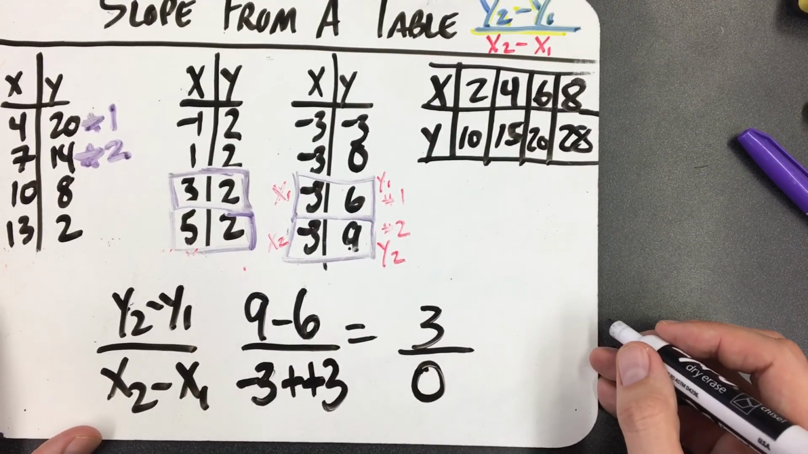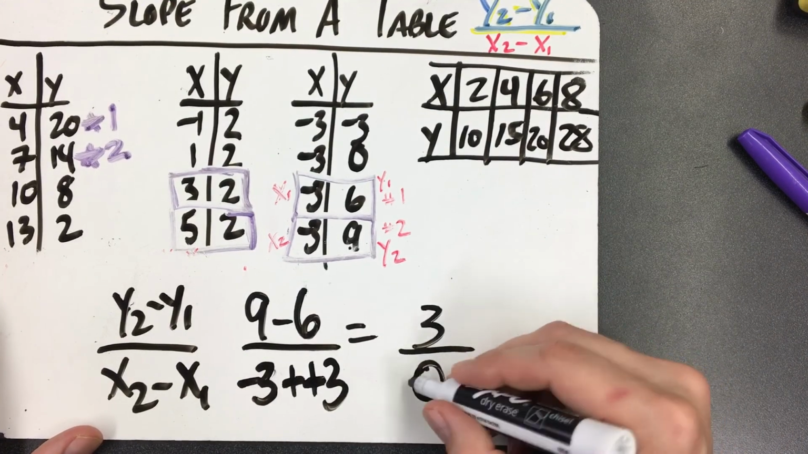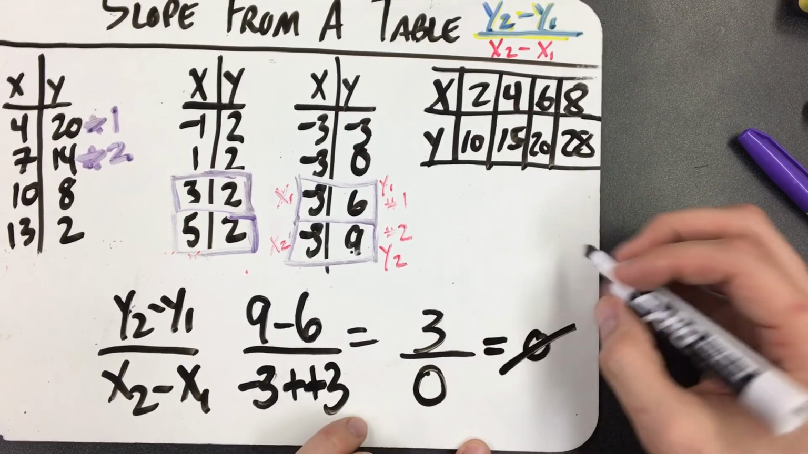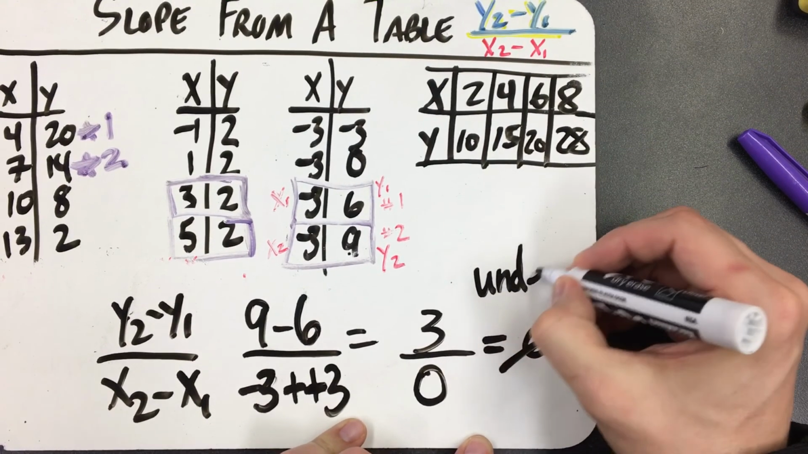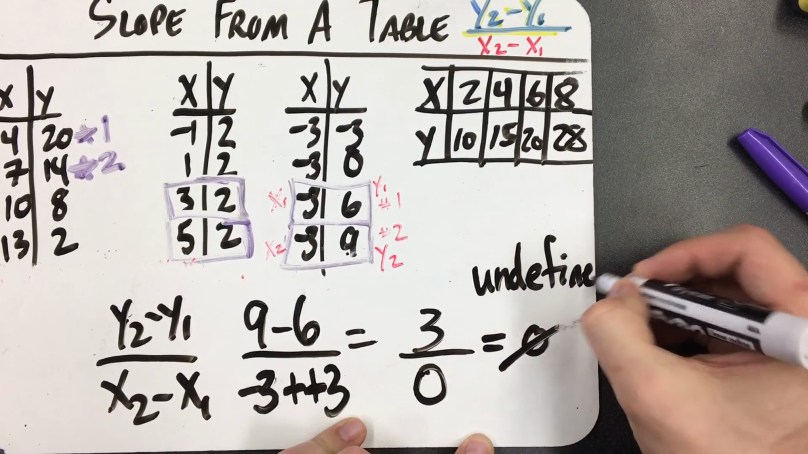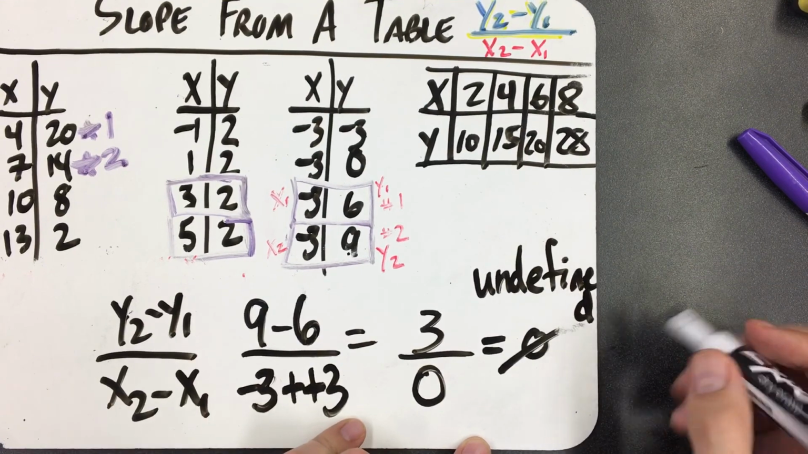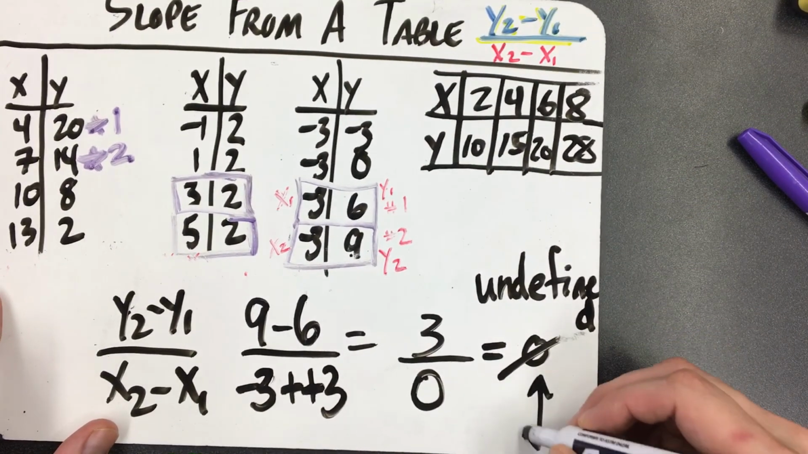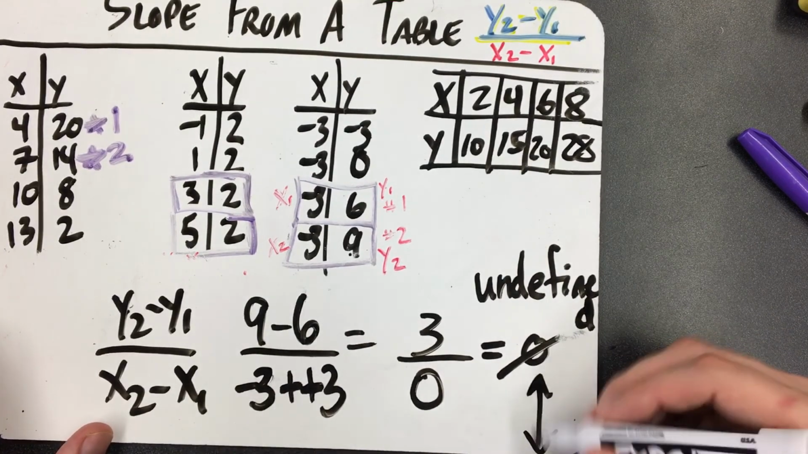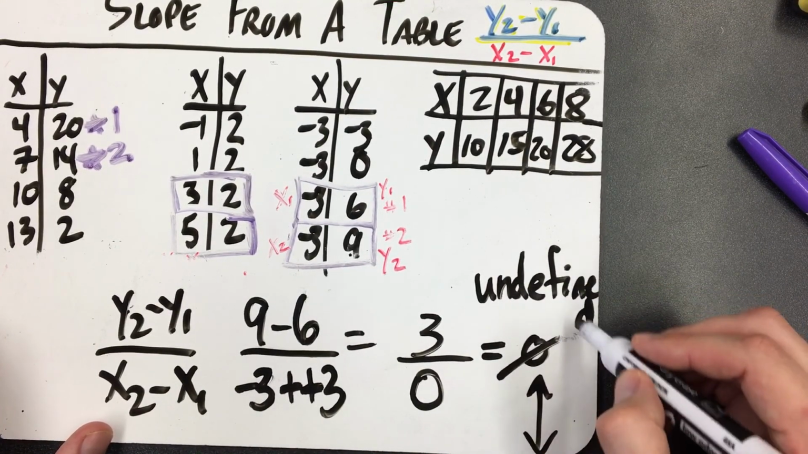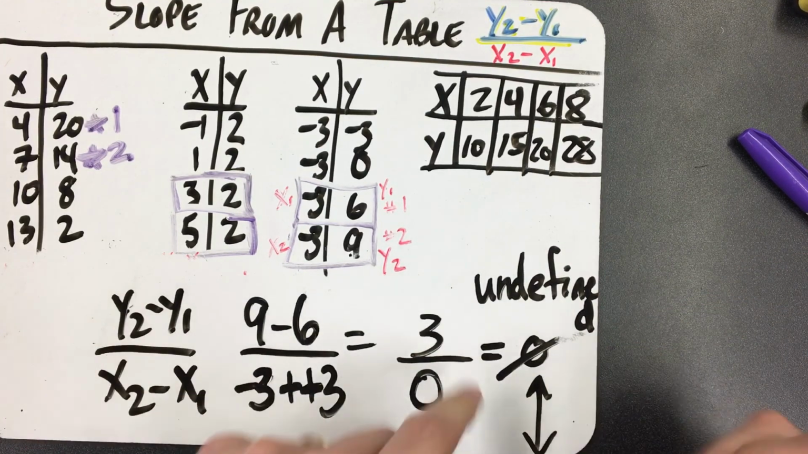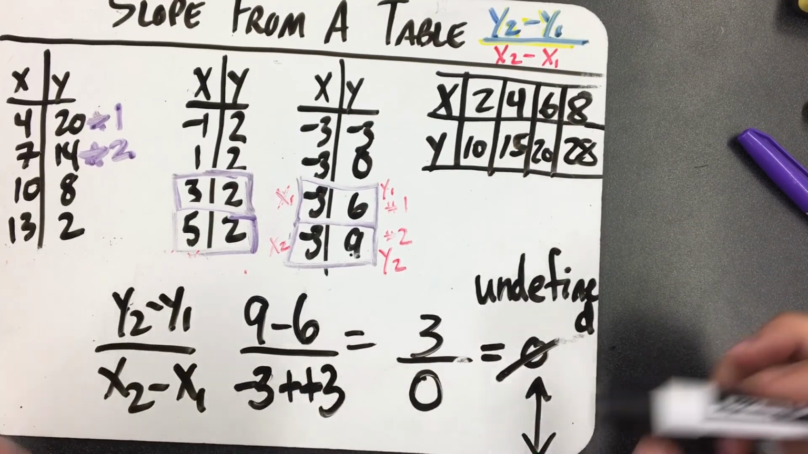Uh-oh. This is not possible. 3 divided by 0. You cannot have 0 in the denominator. This is no solution. There is no answer to this. This is why we had the one earlier that was undefined. Undefined slope. This is a vertical line. If I graph this line, it would be straight up and down. Anytime you get dividing by 0 on the bottom, you know you have a vertical line, and that has undefined slope. Don't put no solution on this one. Don't even put this. Just write it as undefined slope.